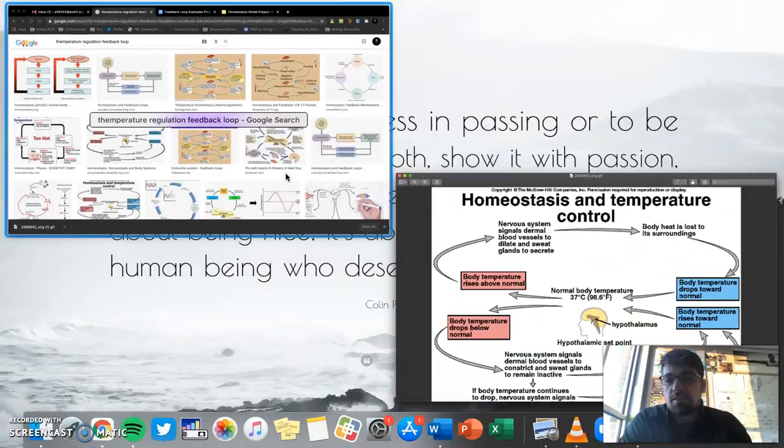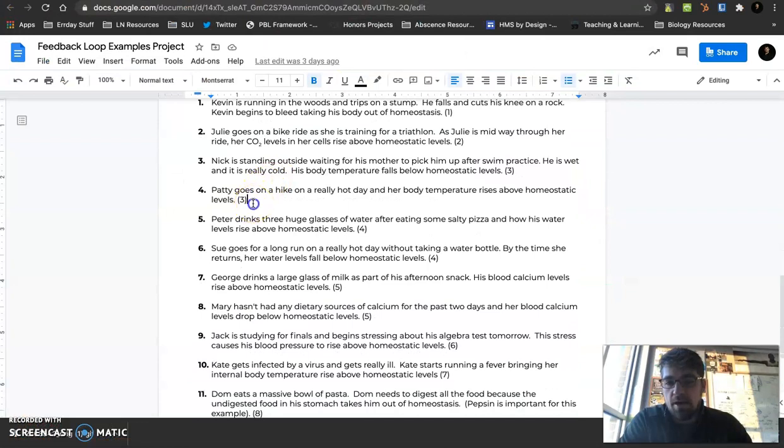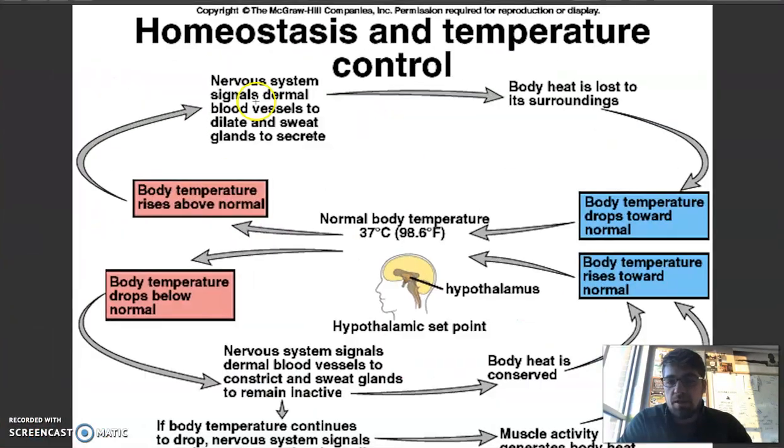For instance, if you are the fourth example here, Patty going on a hike on a hot day, obviously her body temperature rises. So the side of this feedback loop that I'll be using is where it says the body temperature rises above normal. What these feedback loops show us is what changes, so her body temperature rises, and then what happens in your body as a result of that to bring it back to normal.